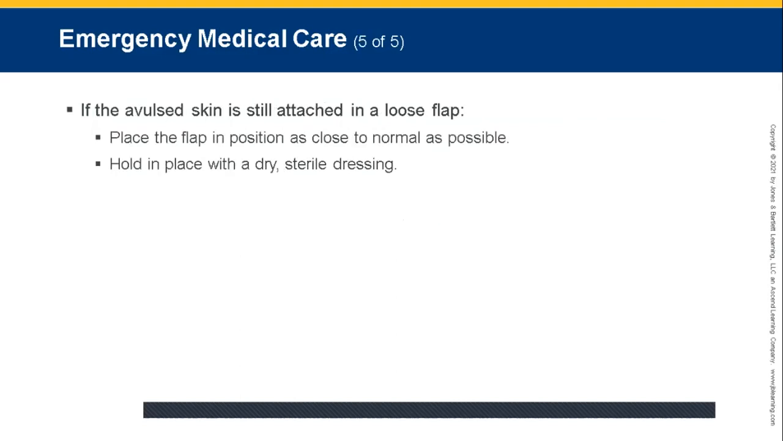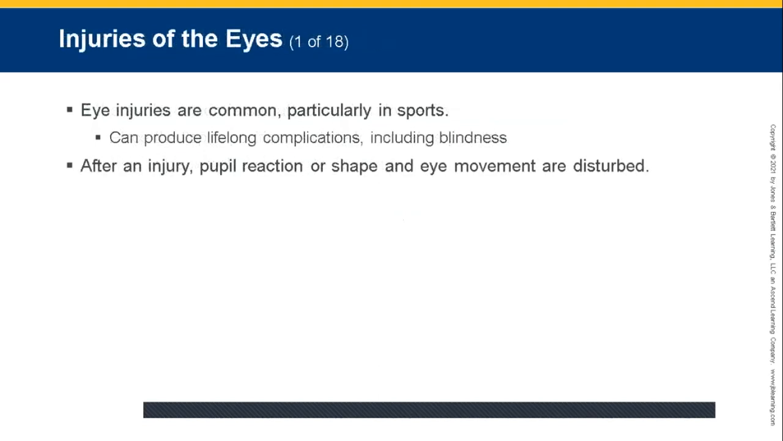If the avulsed skin is still attached in a loose flap, place the flap in position as close to normal as possible. Hold in place with dry, sterile dressing. For injuries to the eyes: eye injuries are common, particularly in sports, and can produce lifelong complications, including blindness.